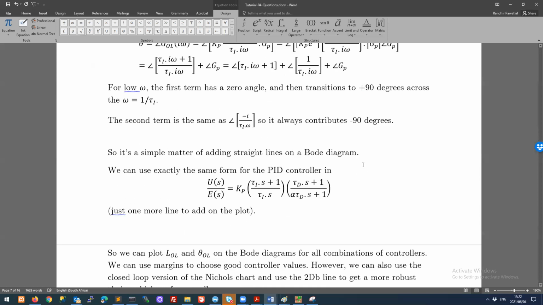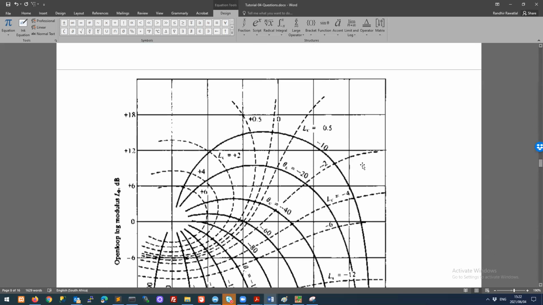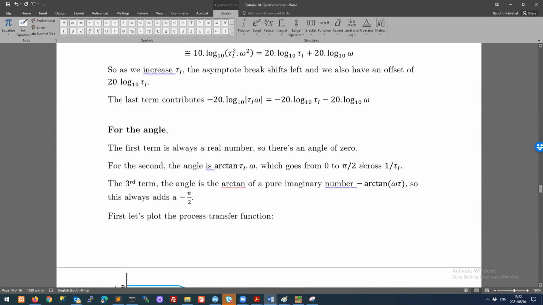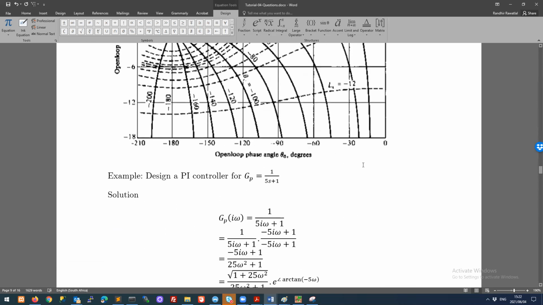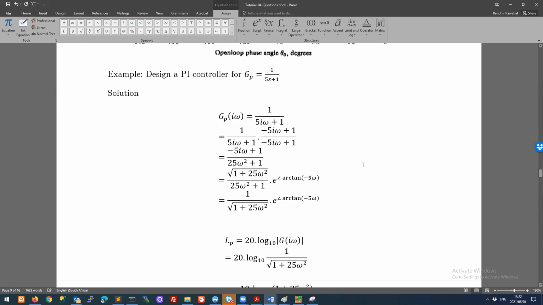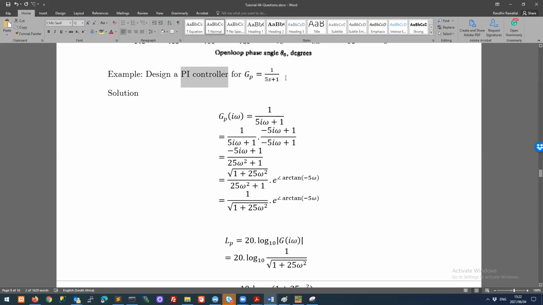And I've set up this example here. So let's work through this example here. So we want to consider now that we've got some process like this. So our actual process, once we do the transfer function and all that stuff, it works out to 1 over 5s plus 1. So we want to know what are the parameters of a PI controller that will control this process.